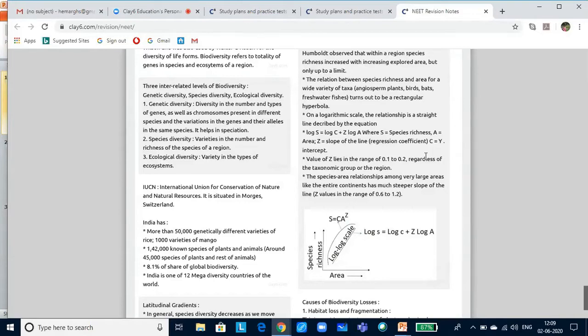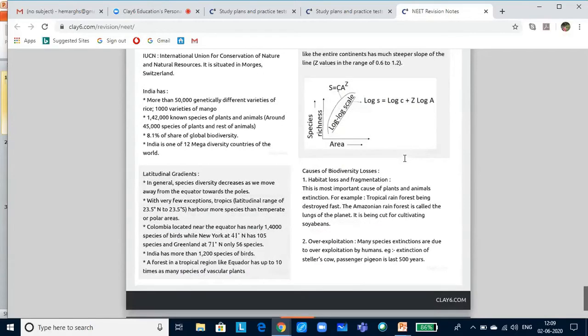Value of Z lies in the range of 0.1 to 0.2, regardless of the taxonomic group or the region. Species-area relationships among very large areas, like entire continents, have a much steeper slope of the Z value, wherein the Z values will lie in the range of 0.6 to 1.2.